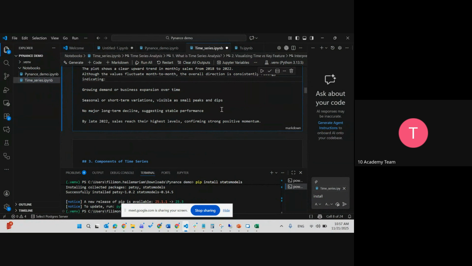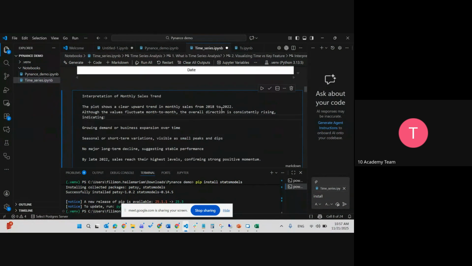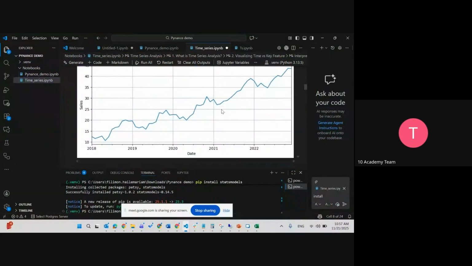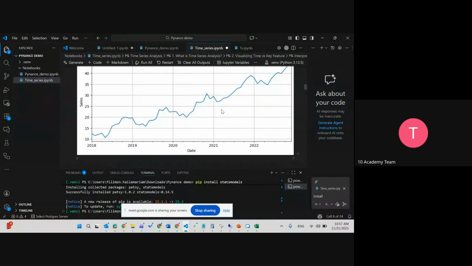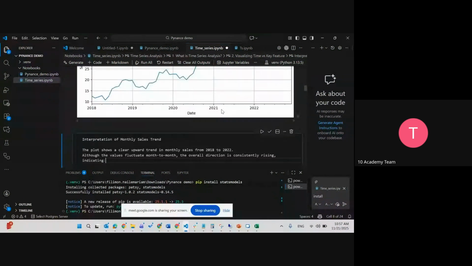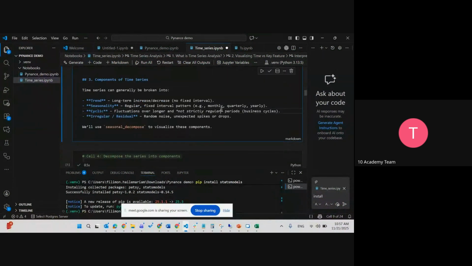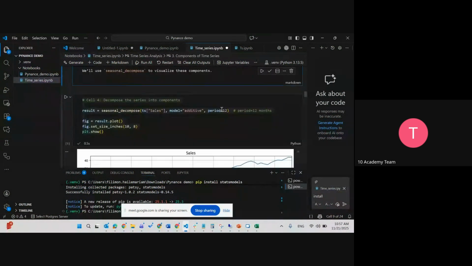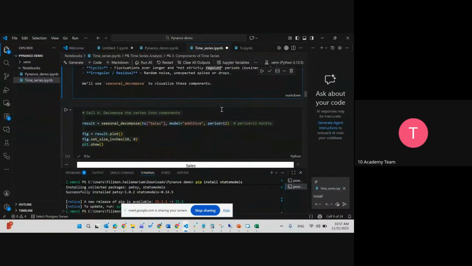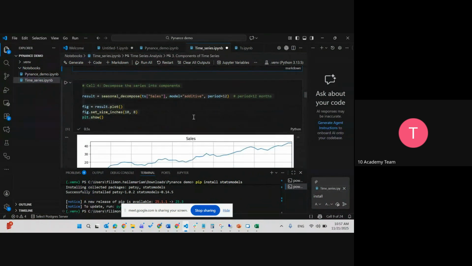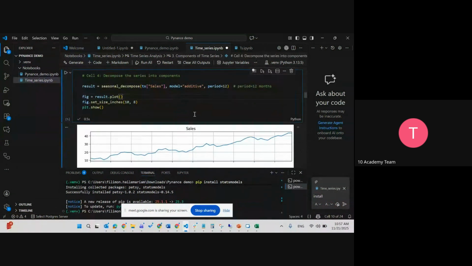This is what you get when you see, we didn't even do anything, we just plot the sales and the date. So you can also understand what your data is telling you. Next, let's see the components of the time series: the trend, the seasonality, the cyclic, the irregular. And we will use the seasonal decompose to visualize these components. So let's go with a 12 month period.